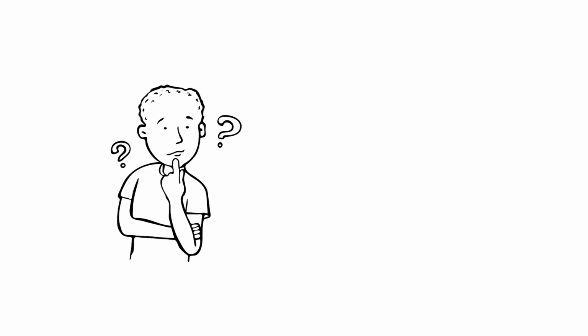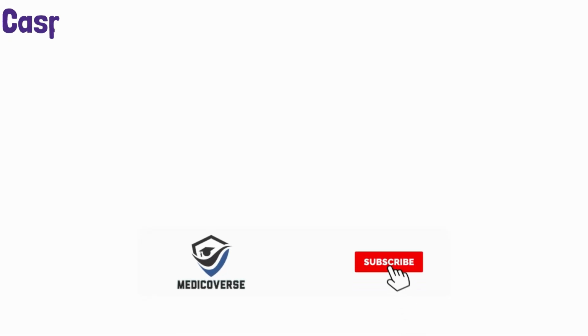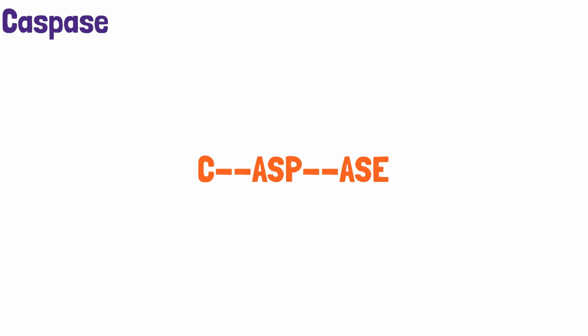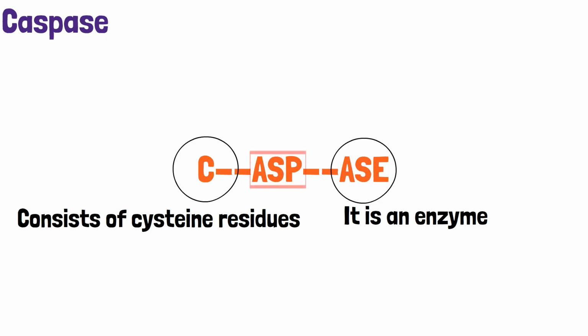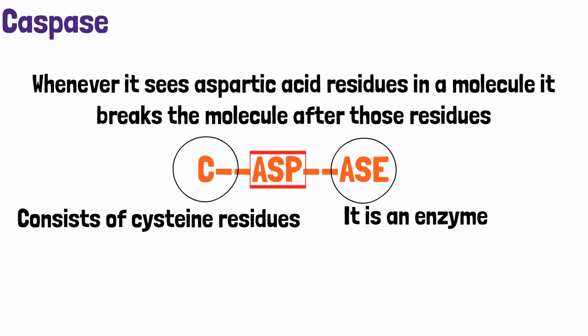You may wonder where this caspase came from and what it is. So, to understand it better, let's make a mnemonic for it. We can write caspase like this. The end has 'ase' in it, so it is clear that it is an enzyme. This C denotes the cysteine residues which are there in this enzyme. And this ASP can be understood as: whenever this enzyme sees aspartic acid residues in a molecule, it breaks the molecule after those residues. Now, let's see some examples.